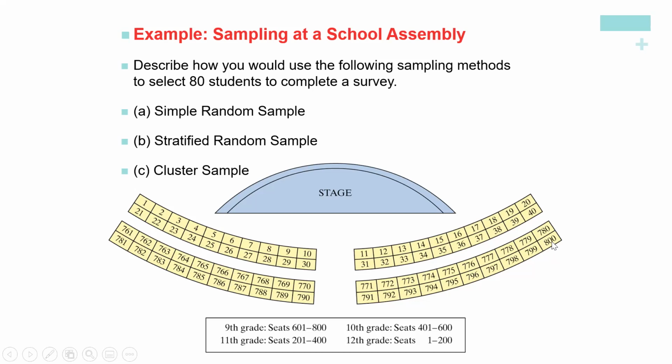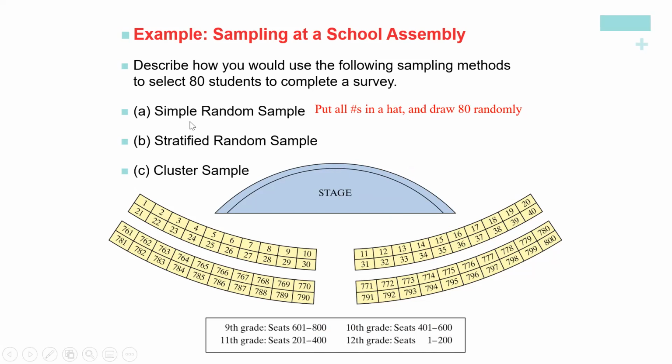I put 1 through 800, all numbers, into a hat, and then I can draw randomly 80 out, okay? If everybody's seat number is in there once, I will be choosing 80 students. So that's one way to do a simple random sample. Put all numbers in a hat and draw 80.